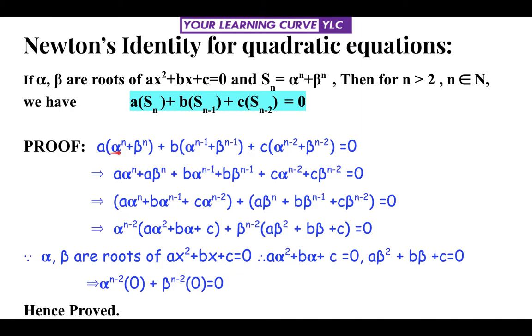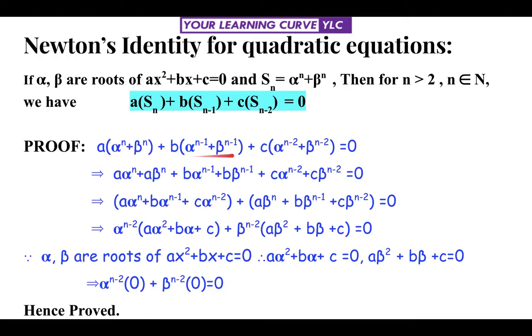We get a into (alpha to the power n plus beta to the power n), this is Sn, plus b into (alpha to the power n minus 1 plus beta to the power n minus 1), this is Sn minus 1, plus c times (alpha to the power n minus 2 plus beta to the power n minus 2). This is equal to 0, we have to prove. After expanding, we get a alpha to the power n plus a beta to the power n plus b alpha to the power n minus 1 plus b beta to the power n minus 1 plus c alpha to the power n minus 2 plus c beta to the power n minus 2.